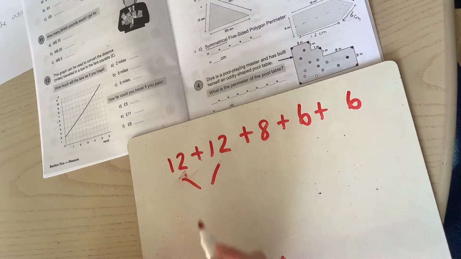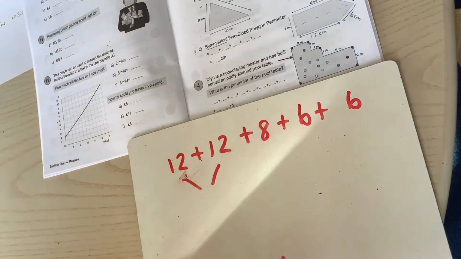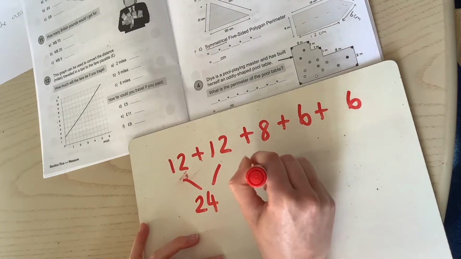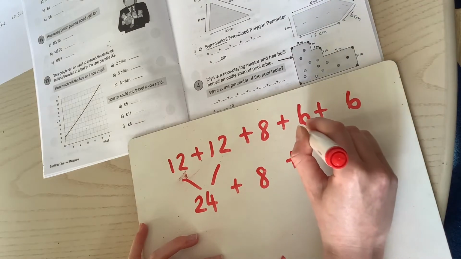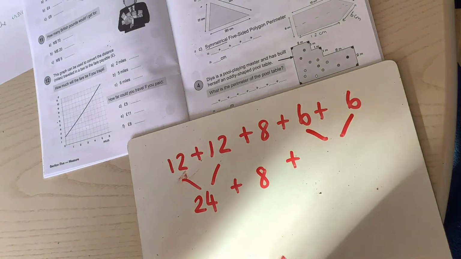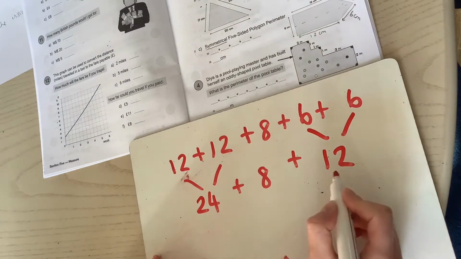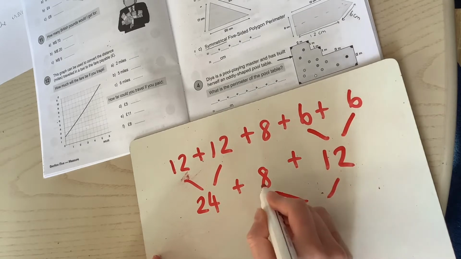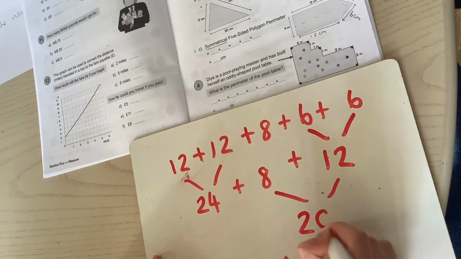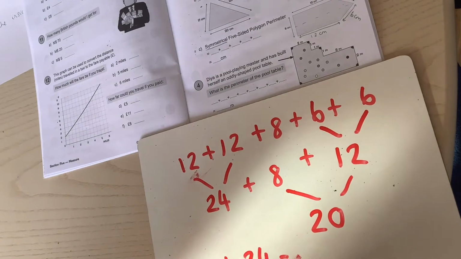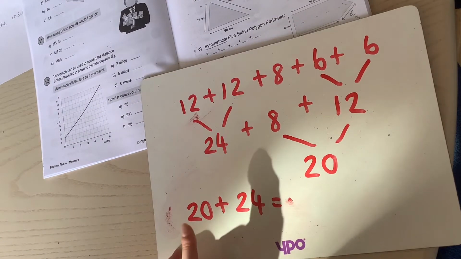Well, I know that 10, add 10 is 20. 2 add 2 is 4. So 12 add 12, or 12 times 2, is 24. Add 8, add, then I've got 6 times 2, or 6 add 6, which is 12. So 24, add 8, add 12. I know that 8 and 12 is 20. Just got 20, add 24. So if I do 24, 34, 44.